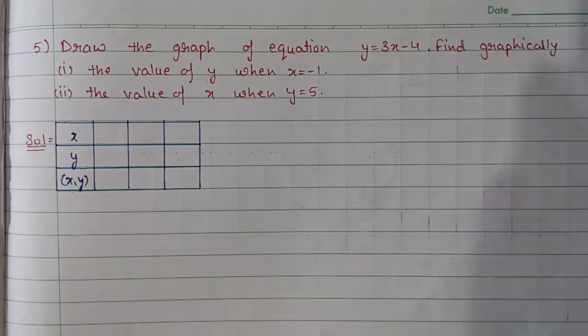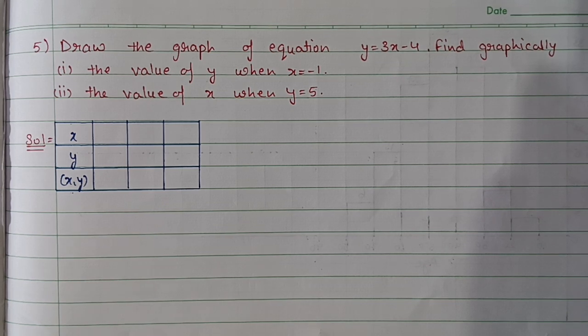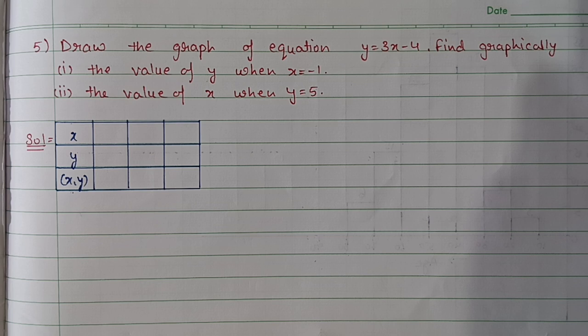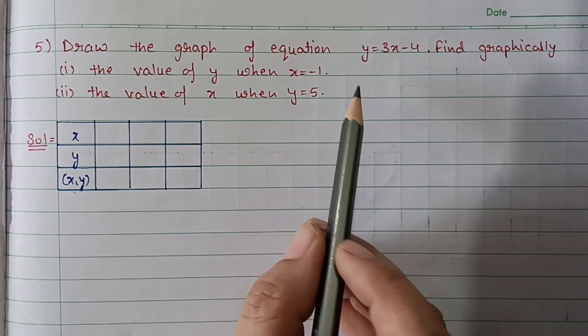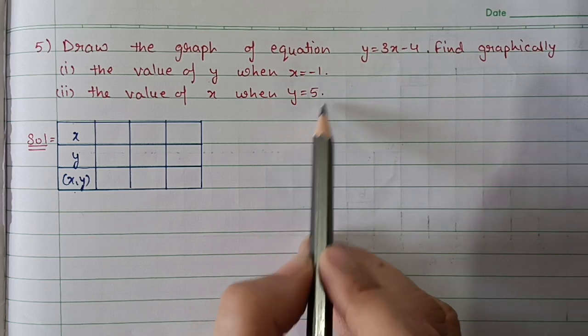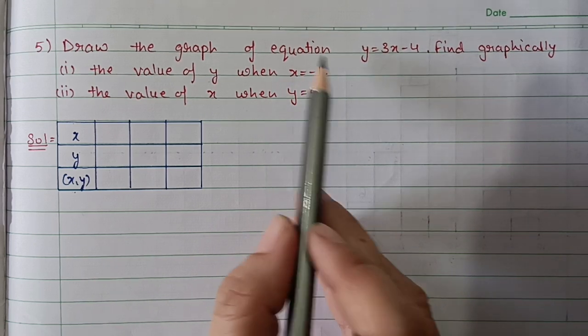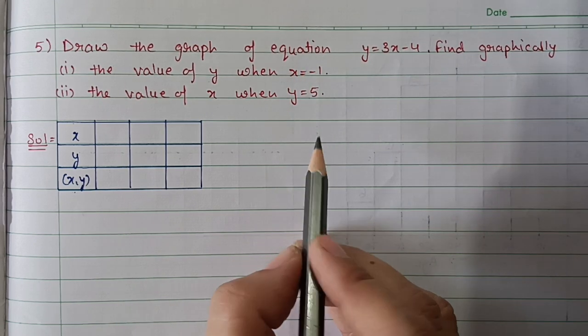Next we have question number 5. Draw the graph of the equation y is equal to 3x minus 4 and find graphically the value of y when x is equal to minus 1 and the value of x when y is equal to 5. So first 3 points we will take here. We will not take these points, we'll leave them, because we have to find these values graphically.